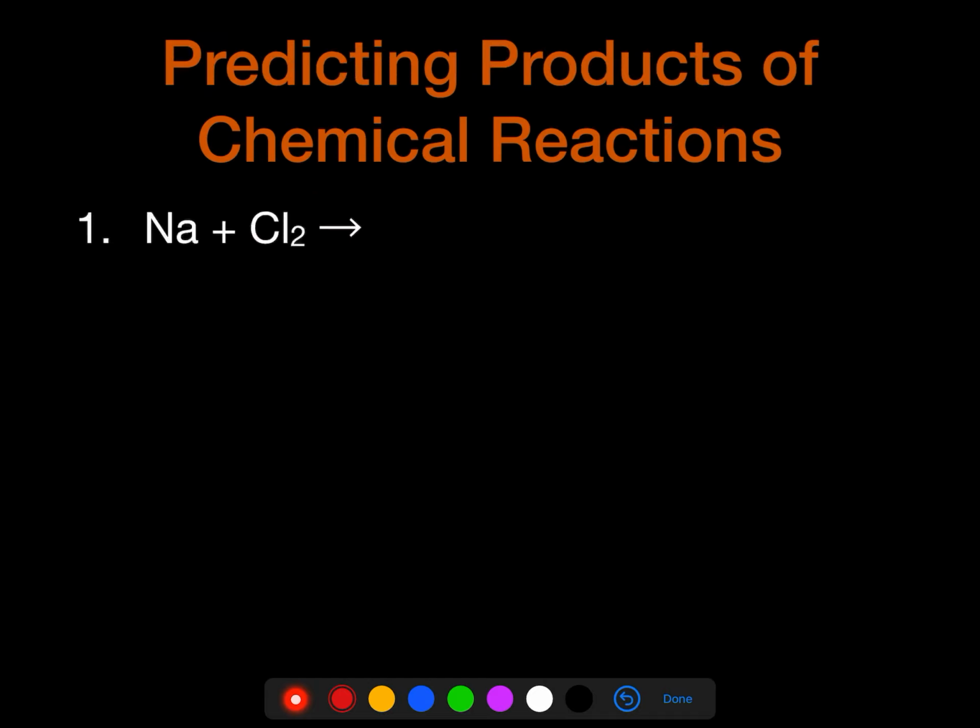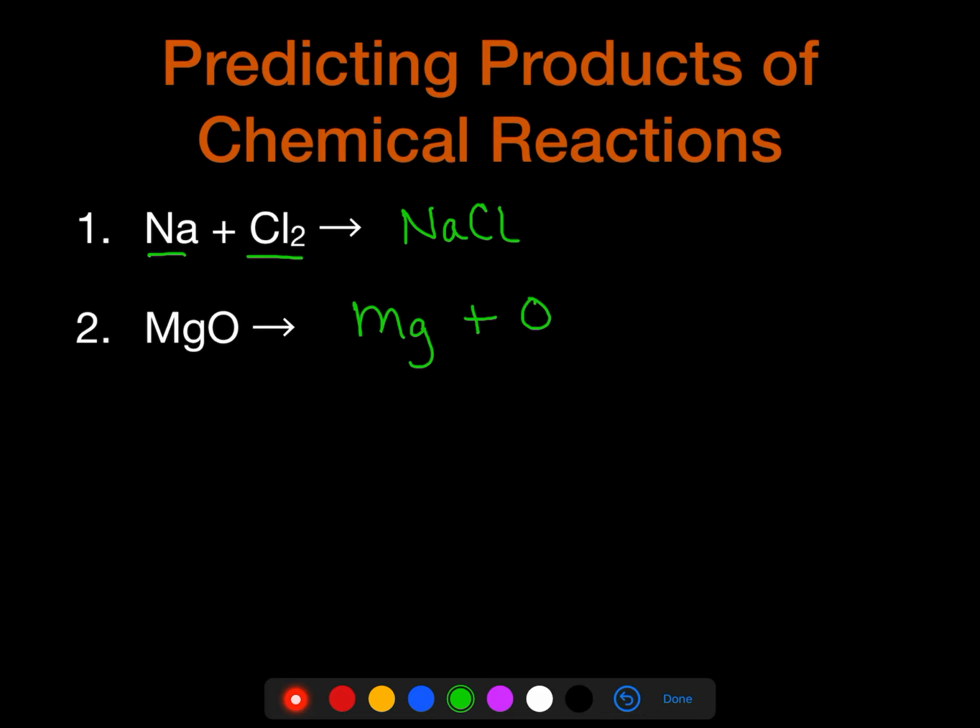So let's take a look at these and let's see if we can predict products. This is a little more advanced. I'm going to ask you to give it a try, but we will learn how to do more of this later. So here we see that we have two individual things. The only thing we can do is combine these. So NaCl, and if you're not sure exactly how to do that, it's okay. I just want you to give these a try. In the second example, we have magnesium and oxygen, just one compound. The only thing we can do is break it apart into its elements. So we have Mg plus oxygen.